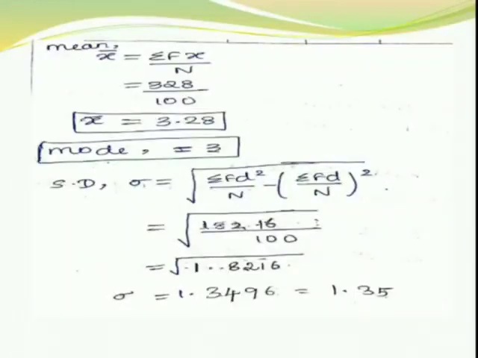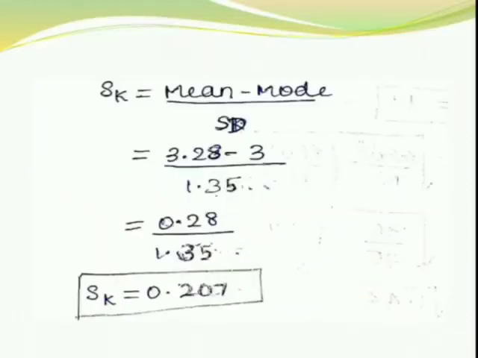Now we substitute all these values into the formula. Karl Pearson's coefficient of skewness is equal to mean minus mode divided by standard deviation. So our mean value is 3.28 minus mode 3 divided by standard deviation 1.35. If you solve this, you will get 0.207, which is your Karl Pearson's coefficient of skewness for discrete data. Sk is equal to 0.207.